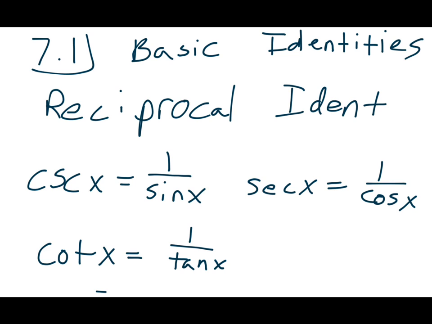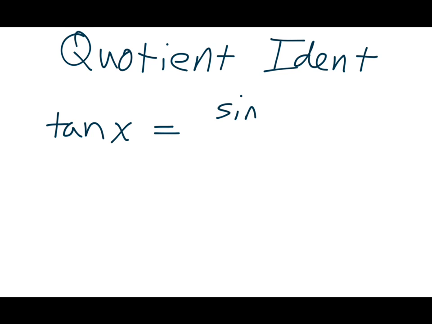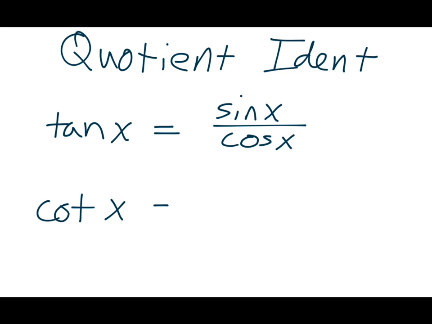Okay. Then we have our quotient identities. That says tangent of x is sine over cosine. That's a really important one to remember. And then cotangent, since it's the reciprocal of tangent, it can be cosine over sine.